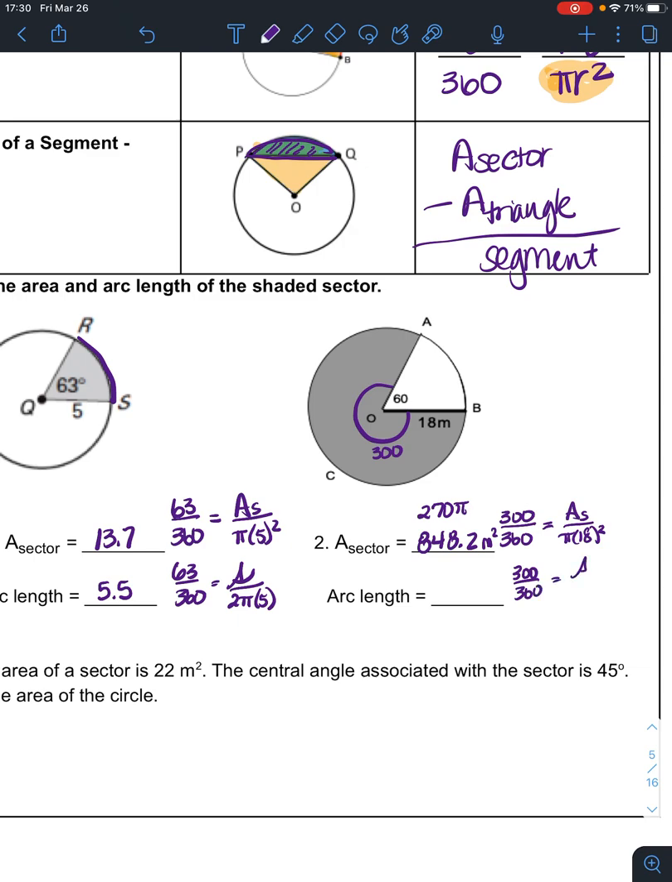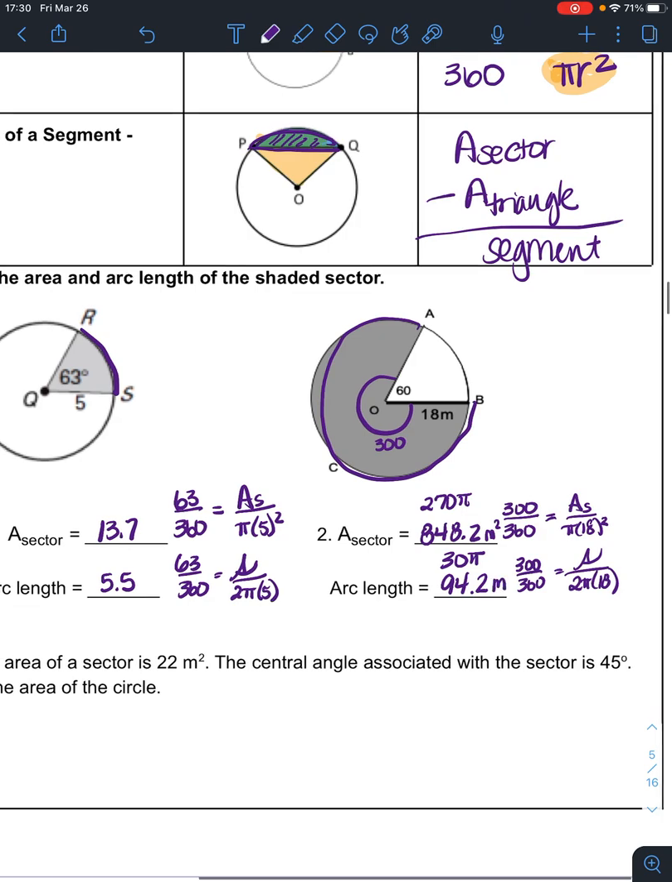It's 300 out of 360 is equal to, I want the arc length all the way around ACB over, in this case, because it's a distance around the circle, 2 times pi times r. 300 times 36 pi divided by 360, and you get 30 pi if you want an exact answer. Just you don't multiply the pi. You do 300 times 2 times 18 divided by 360. And you get 30 pi or 94.2, and that would be meters.